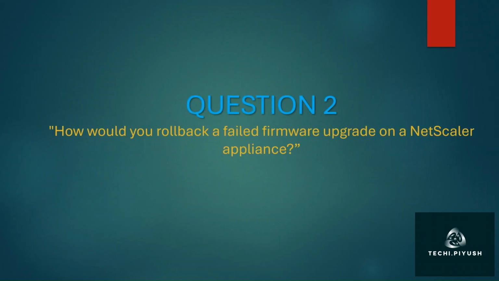Next interesting question on the firmware upgrade is how would you roll back a failed firmware upgrade on Netscaler? To roll back a failed upgrade, you need to use the rollback feature available in the Netscaler Management Console, or you can use the command line interface to revert to the previous firmware version. Always ensure that you have a backup of your configuration and settings before proceeding with any rollback.